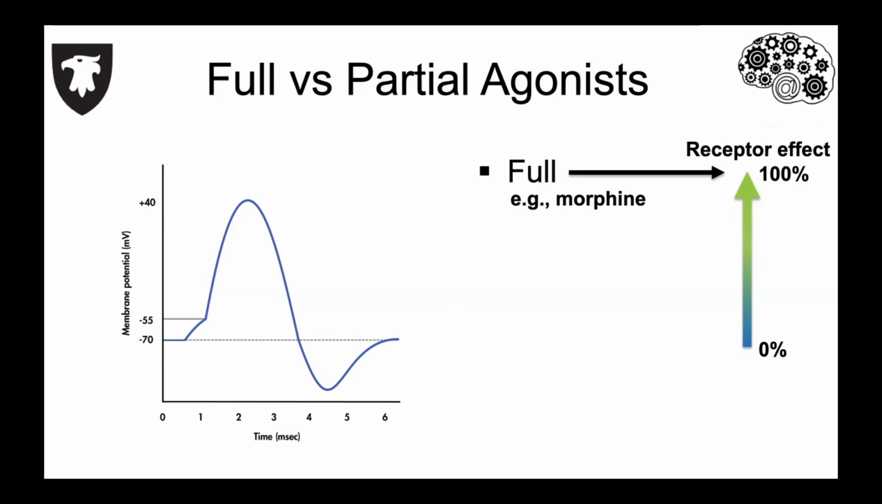Morphine's efficacy for activating this receptor is what led to its medical and recreational use. If full agonists cause maximal activation of a receptor, then what about agonists that cause submaximal activation? These are called partial agonists, and they fall somewhere between 0% and 100% on our line of receptor activation.